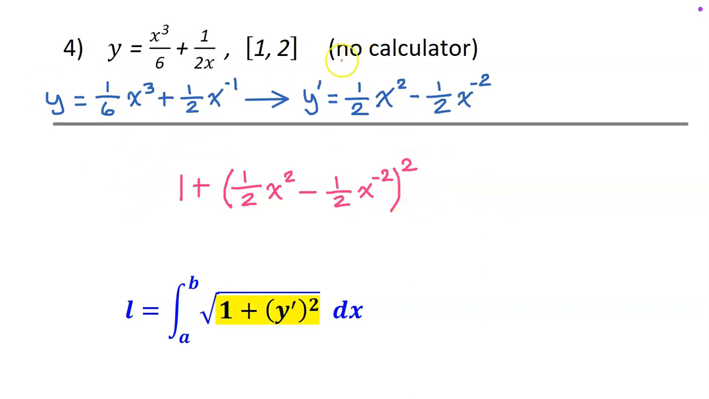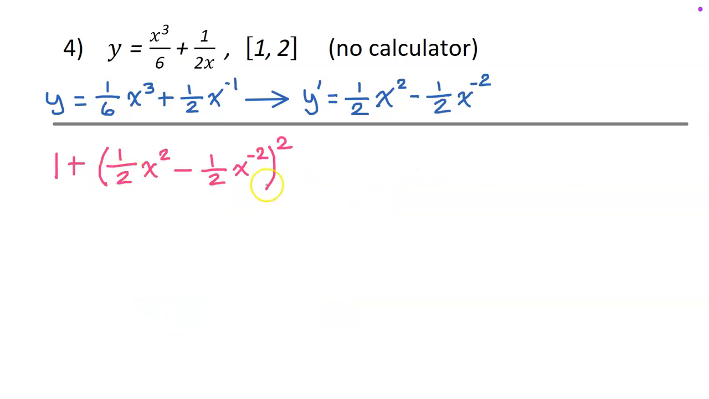Sadly, for this problem, we are not allowed to use a calculator. So we need to simplify as we go along, working from the inside out. So let's start with the expression that's under the radical. Our only hope of being able to integrate this without a calculator is if this turns out to be a perfect square. That way the radical and the exponent will cancel each other out.